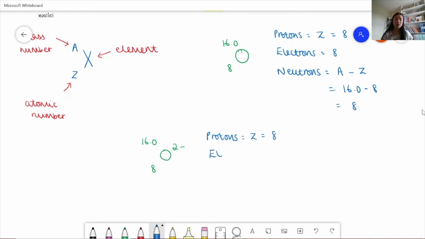But now the electrons, because they were the same as the number of protons, but now we have a negative 2 charge. So we have 2 more negative charges. That means we have 2 more electrons. So now it must be 8 plus 2. So now we have 10 electrons. And then the number of neutrons will also stay the same because we haven't altered the mass number in any way, because electrons don't affect the mass number. And so we still have the mass number minus the atomic number, which still gives us 8 neutrons.